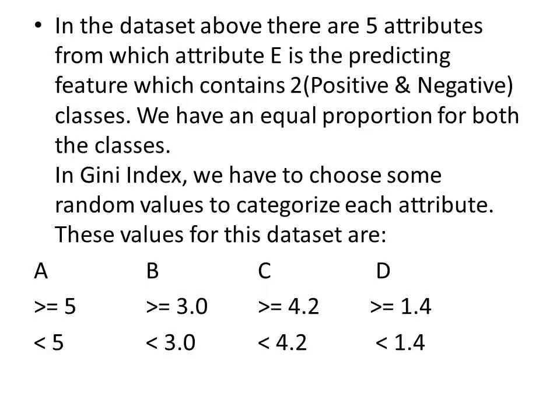For D, the random value is chosen as 1.4, so it is categorized as greater than or equal to 1.4 and less than 1.4. So a random value is chosen for one variable, and based on that random value, two categories have been made for each variable. So if you take a random value, 5 is chosen, and it is categorized as greater than or equal to 5 and less than 5.